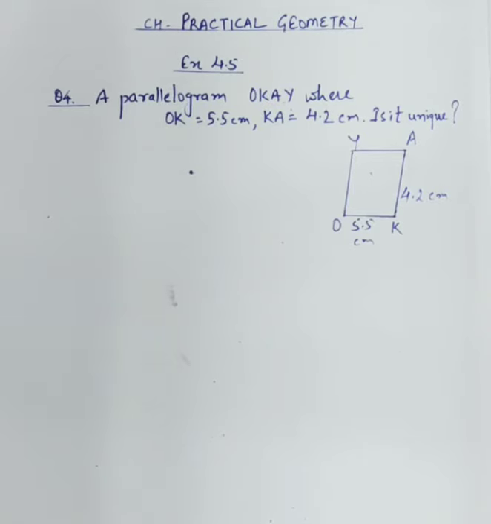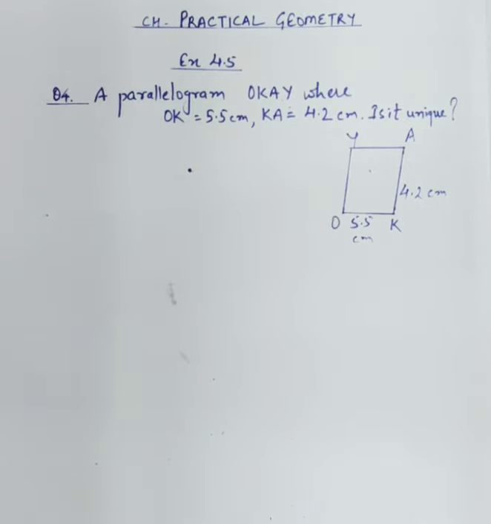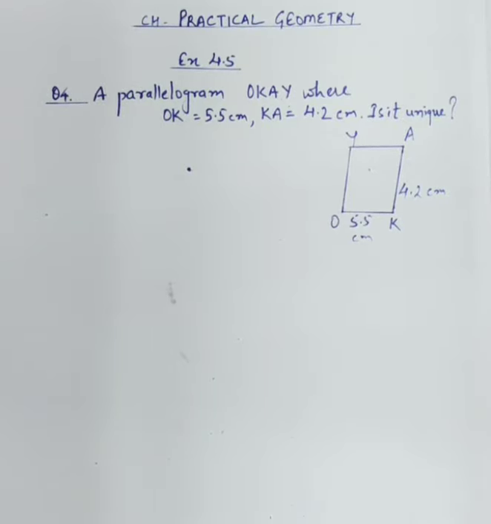Children, let me discuss question number 4 of exercise 4.5. We have to construct a parallelogram OK where OK is 5.5 centimeter and KA is 4.2 centimeter. We have drawn a rough figure of this parallelogram and we are watching that two adjacent sides are given here. Now other informations are not there, so we will use the property of parallelogram for constructing this.